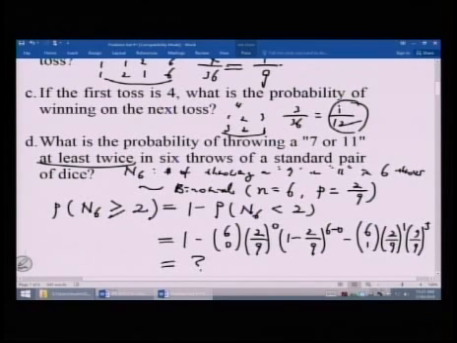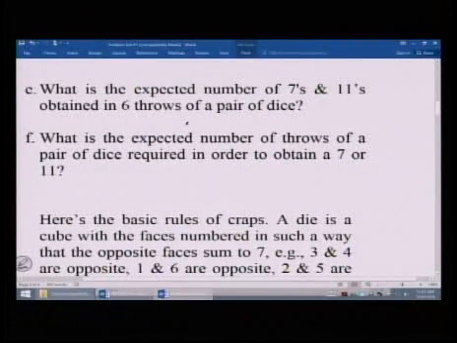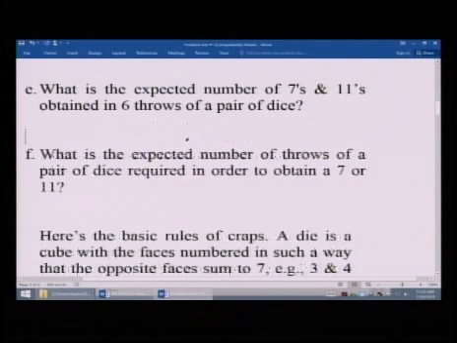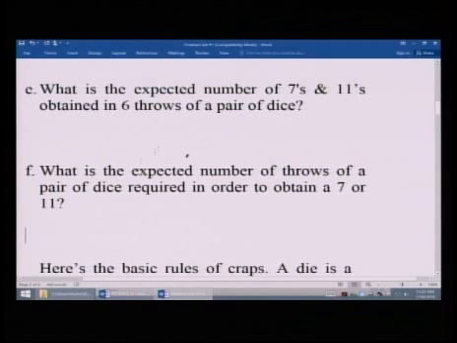Any questions so far? Is it okay? Okay. Now, how about question E? Right, the mean value. Simply asking you the expected value of the random variable that we defined earlier.